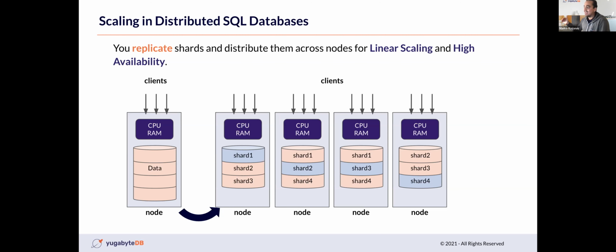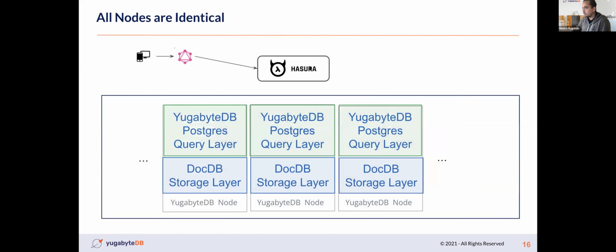Or you can just add more nodes to the cluster. And these nodes can be in the same region, or in different regions. We're very flexible when it comes to the type of topology that you're having. So the key part is all these nodes are identical, right? Every node has its own Postgres query layer. It has its own document DB storage layer running on the YugabyteDB node within a single cluster.